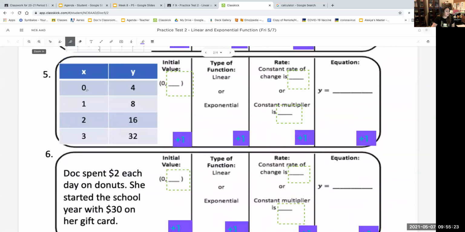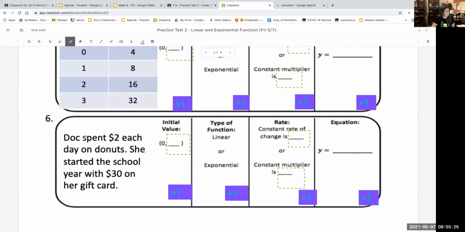So let's look at this. Again, I'm going to highlight them. I spent $2. Spent means that every time I spend something, I'm subtracting. I'm subtracting $2 on donuts each day. And I started off the school year with a $30 gift card. So I started the year with $30. So what's my initial value going to be? I started with $30, so my initial value is going to be 30.